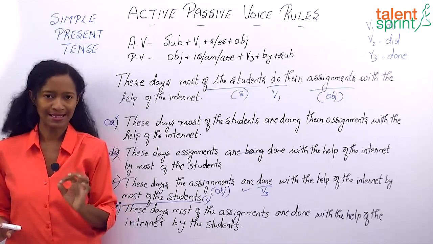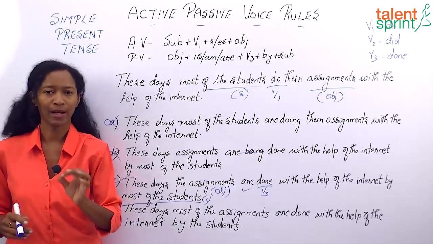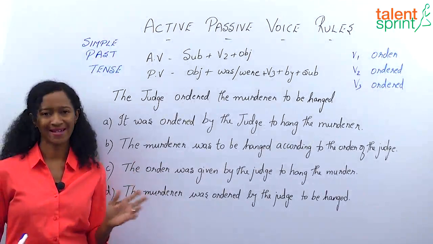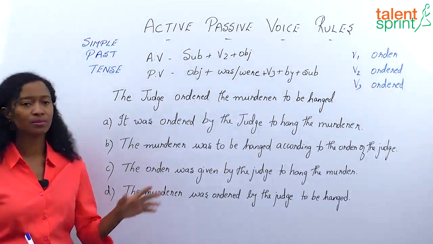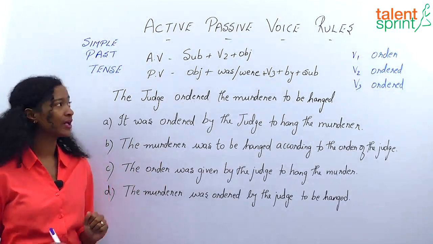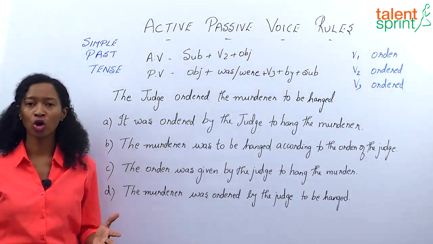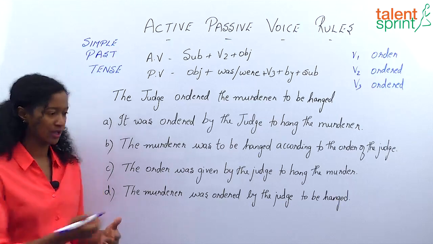Let's move on to our second tense, which is the simple past tense. The simple past tense. Let's look at our question. The judge ordered the murderer to be hanged, right? So who ordered? The judge. Subject.